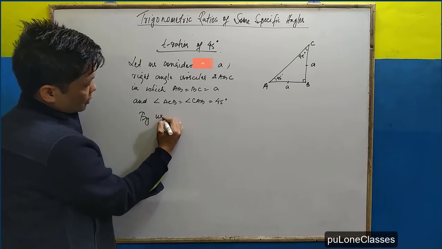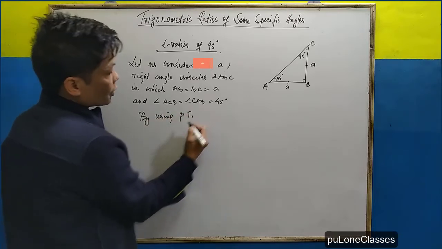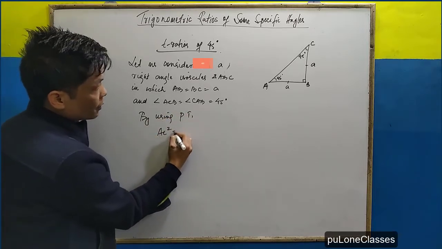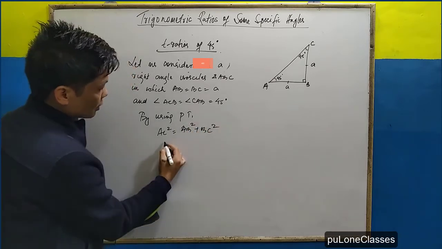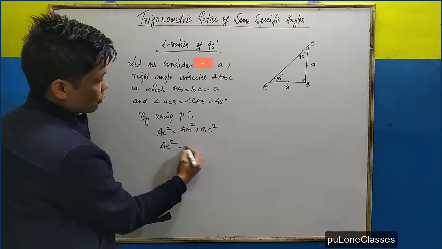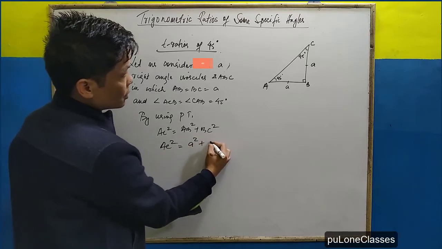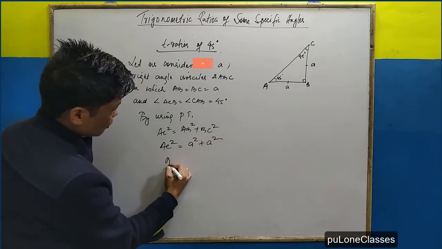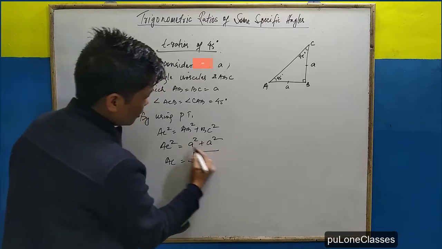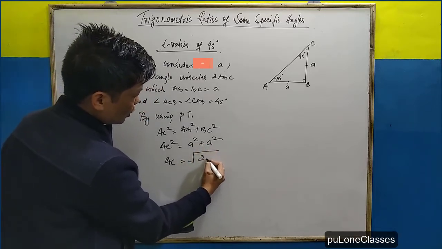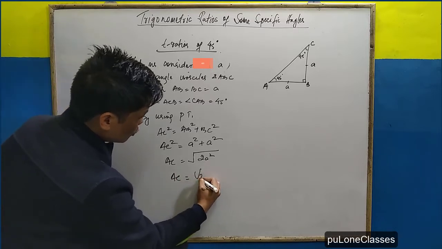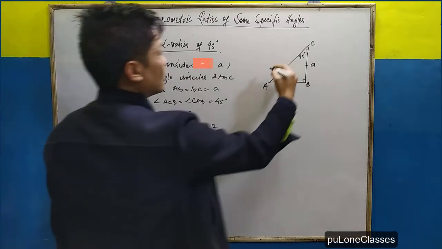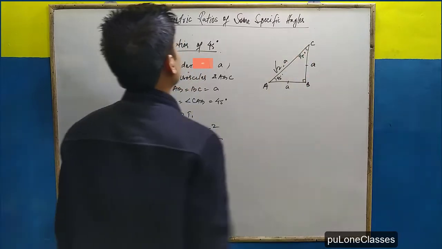By using Pythagoras theorem, AC square will be AB square plus BC square. So AC square will be A square plus A square. So AC will be under root of, if I add A square plus A square, I'll get twice A square. So AC will be root 2 times A.